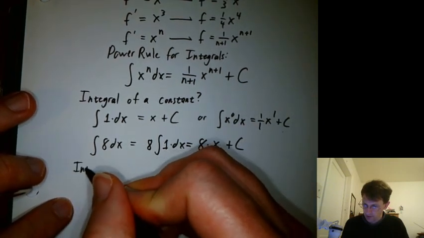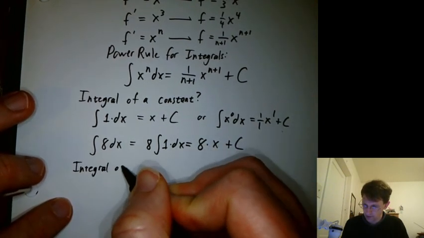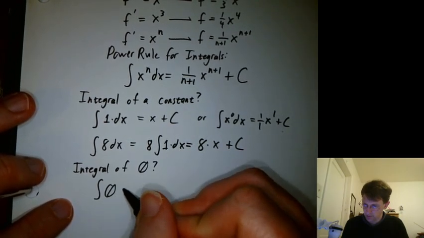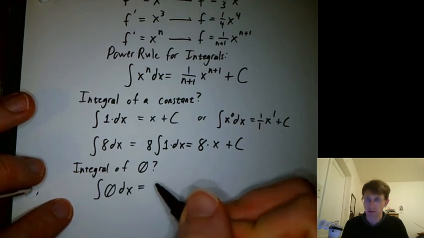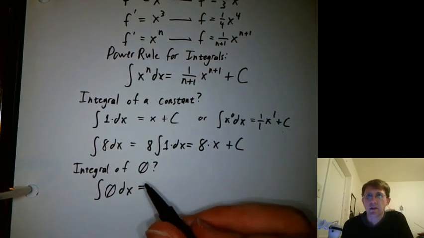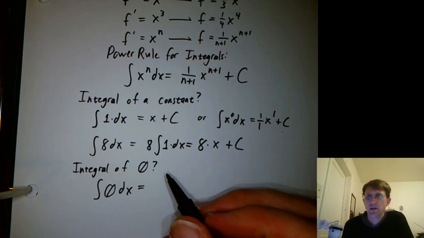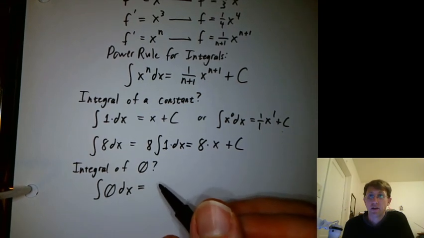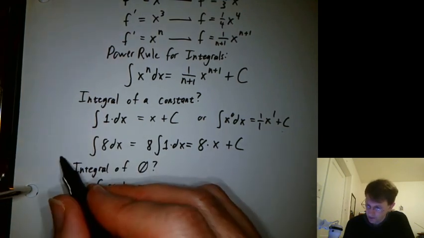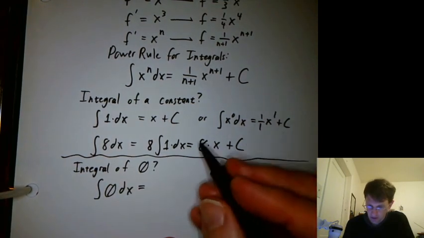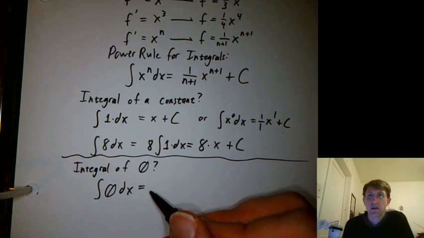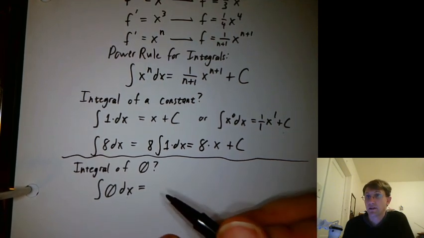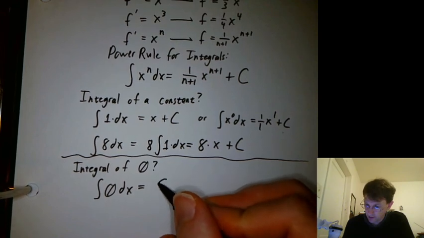What's the integral of 0? What's the integral of 0 dx? Well, can you write 0 as x to a power? Not really. x to the 0 is 1, not 0. So actually this isn't part of the power rule, right? What function, when I take its derivative, is 0? Any constant, right? So it's just capital C.